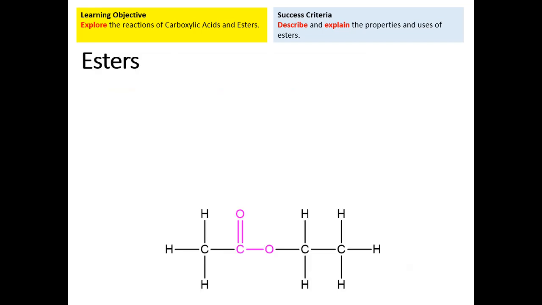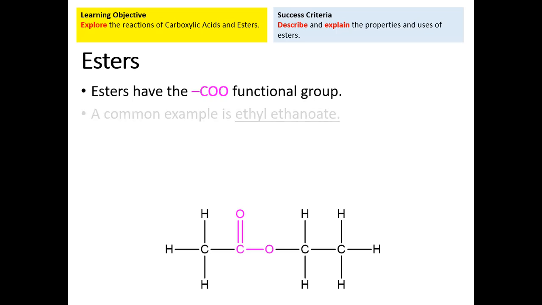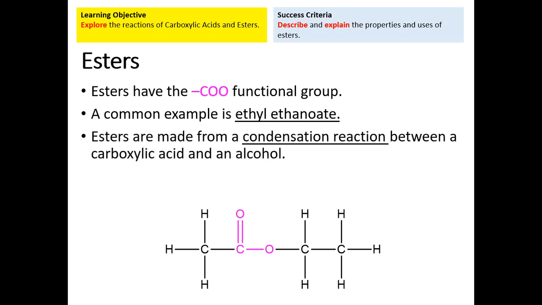Okay, so esters then, they've got this C double bond O functional group. It's not COOH like the carboxylic acid is, it's a COO because it's in the middle with an R group either side. So a common example is ethyl ethanoate. It's often given if you get a question in an exam, that's generally what it's talking about. And that example at the bottom is ethyl ethanoate. You can see the ethyl is the 2 carbons on the right, the ethanoate is the 2 carbons on the left. So esters are made from what we call a condensation reaction.